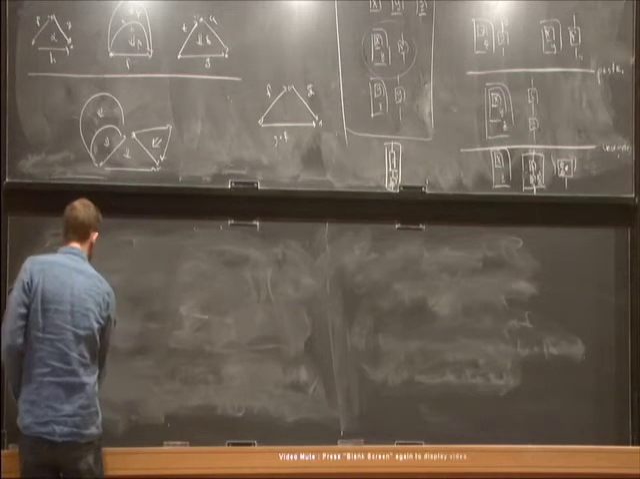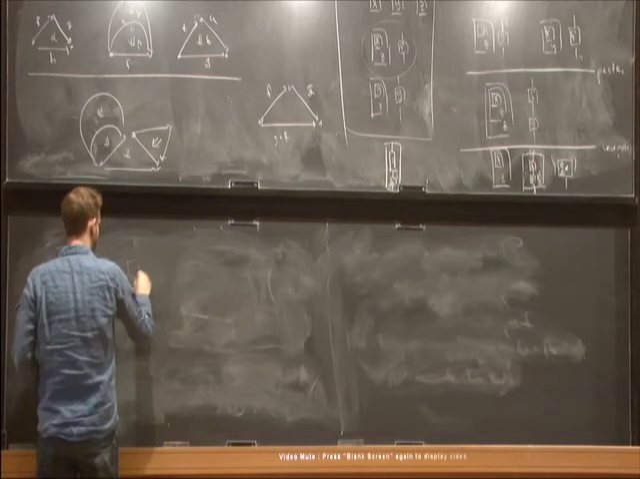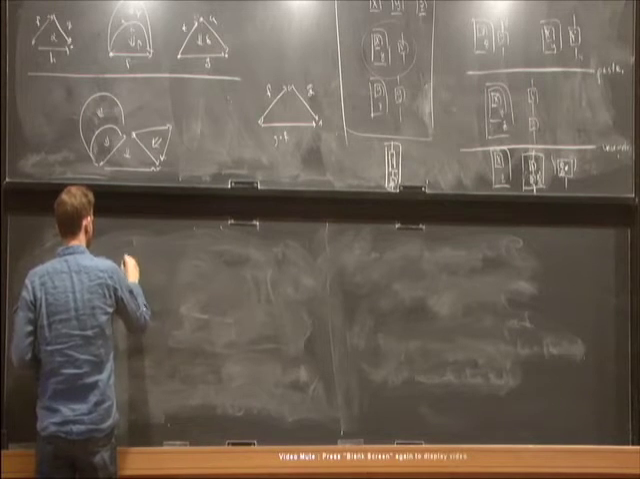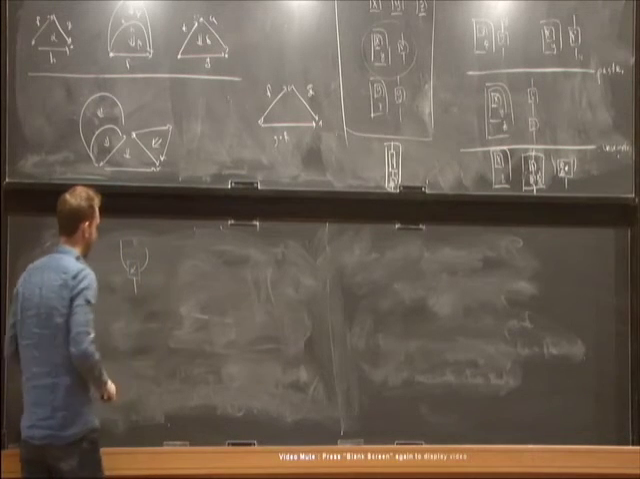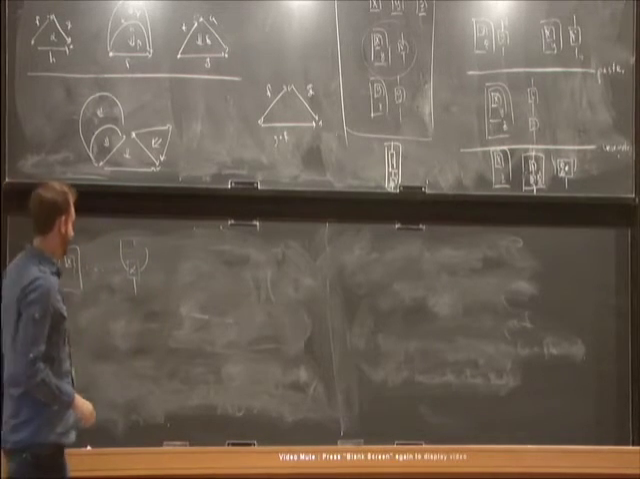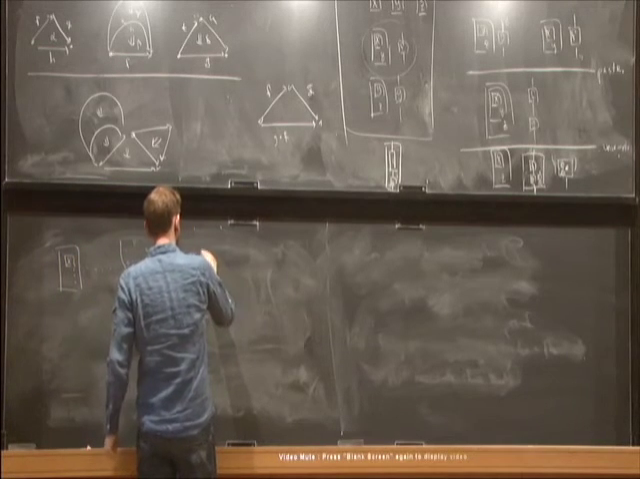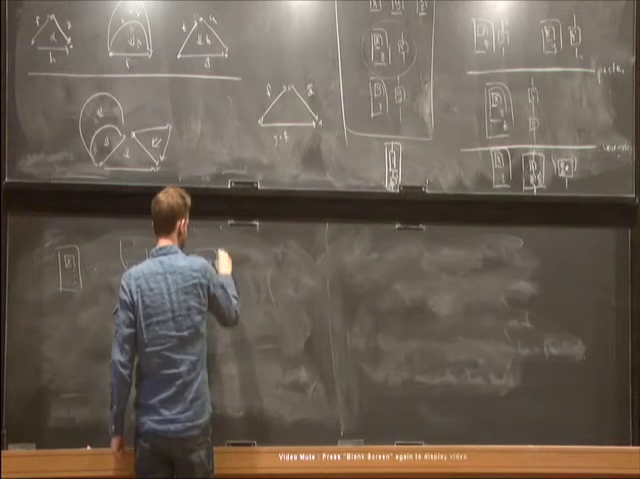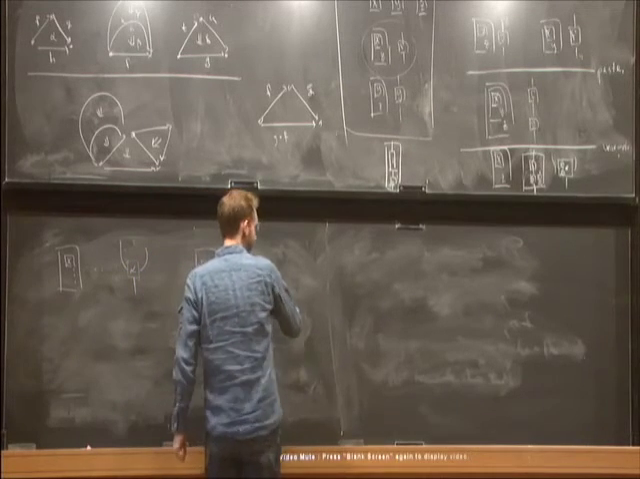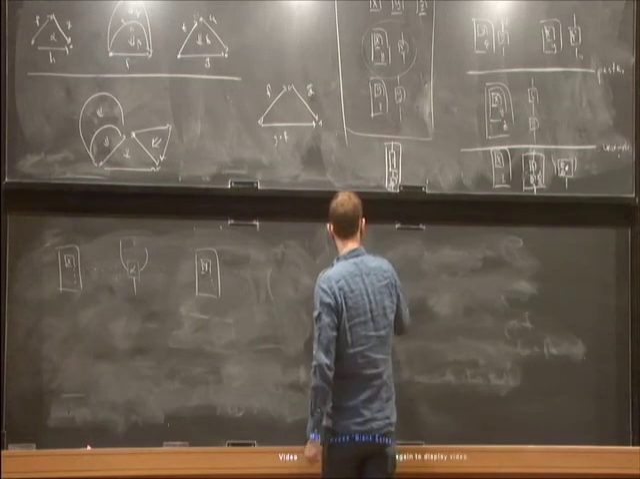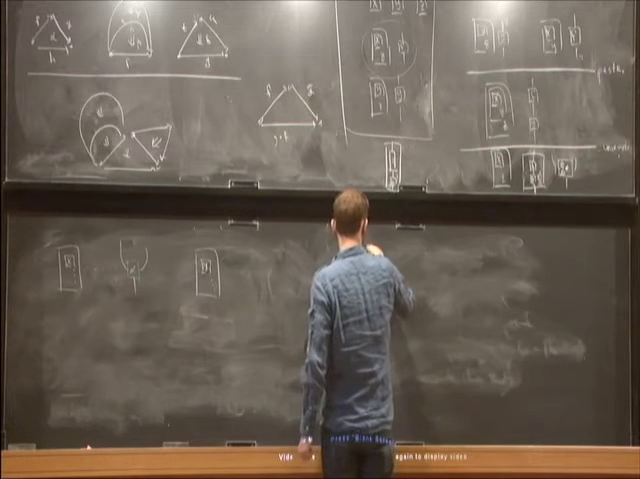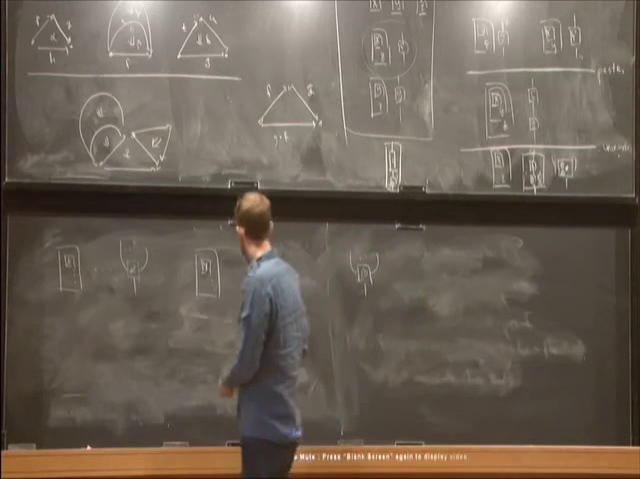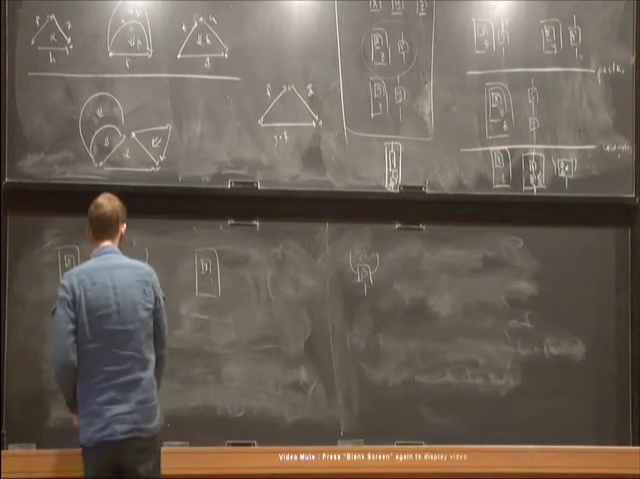Okay, so say you have a universal cell called alpha, and I'll call this Y. Say you have another cell called beta.